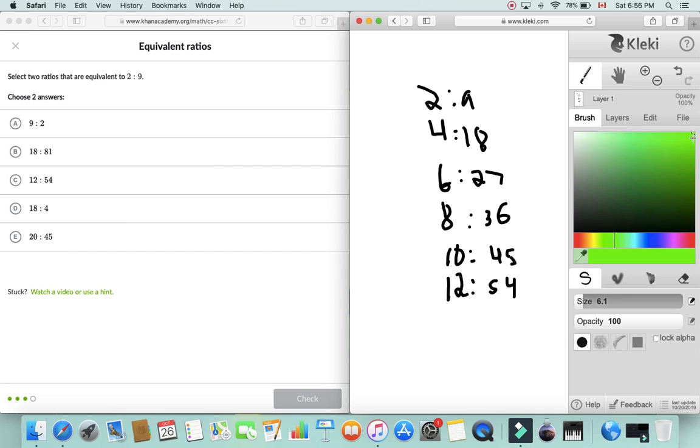Let me think. Okay, wait. So if you add these two, you get 18. And if you add these two, you get 81. Okay. You got me there. That works. You got me there.